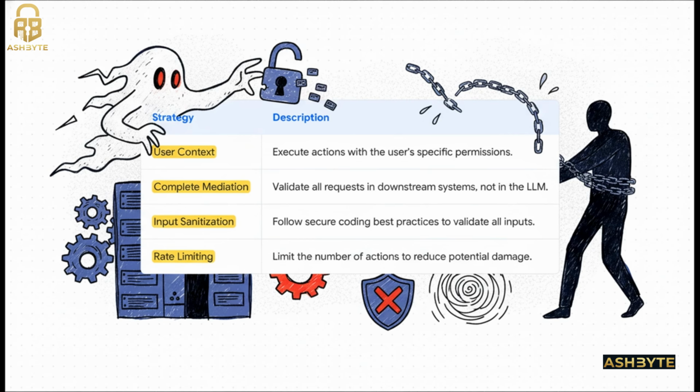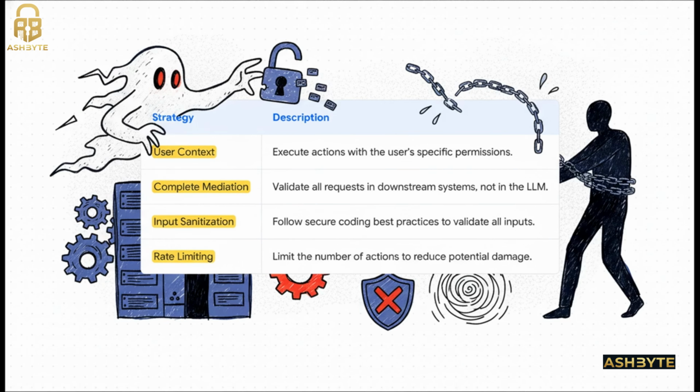All right, let's get a little more granular here. Think of this as your lockdown checklist. First, never ever let your AI run as a super user. Force it to operate with the exact same permissions as the person using it. Next, enforce your security rules in your other systems. Do not trust the AI to police itself. That's a huge one. Then, sanitize every single input and output, always. And finally, use rate limiting. Now look, it might not stop an attack completely, but it can absolutely slow it down enough for you to notice something's up.